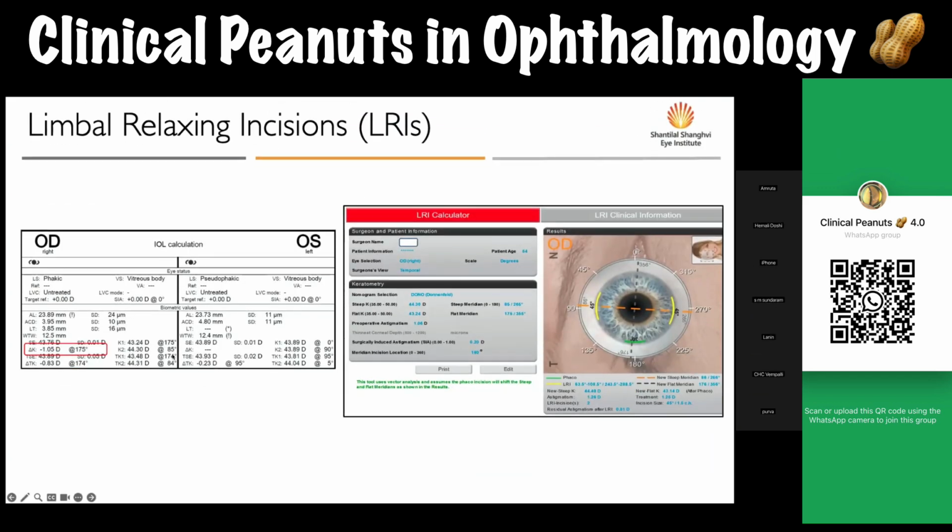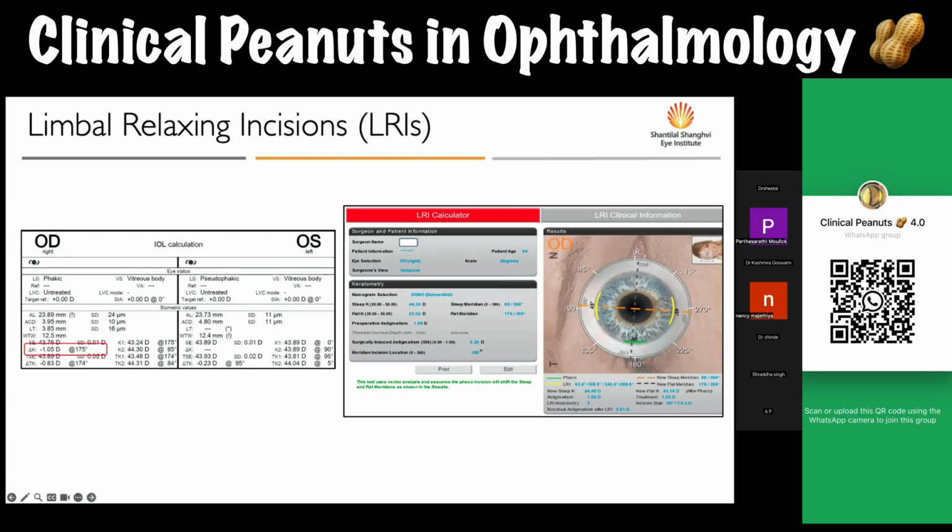So a limbal relaxing incision is quite easy. It's basically a corneal incision which is made at the limbus. There are various ways of doing it. You can do it either manually or using a femto machine. A femto machine is of course much more expensive, and therefore manually performing it with a guarded blade, either a simple guarded blade or a diamond blade, is something that most cataract surgeons practice.